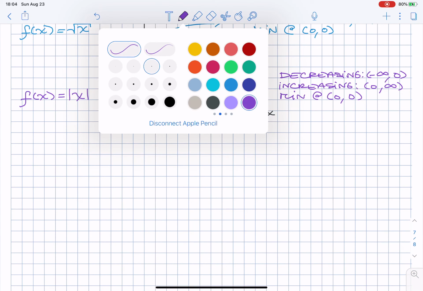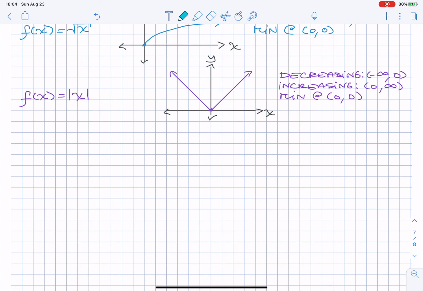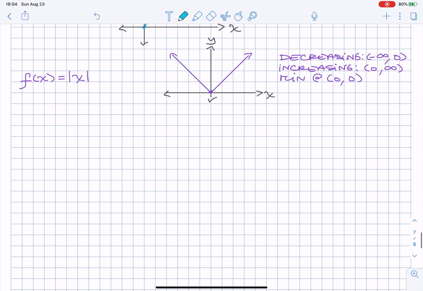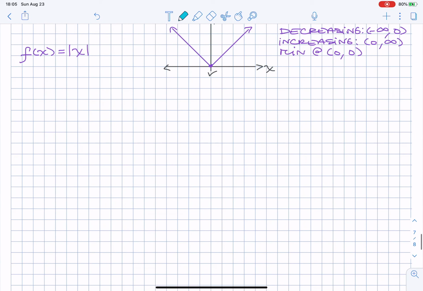Okay, and I keep on swapping up local versus just min. Why am I doing that? And I'll show you now why I do that. So definition.